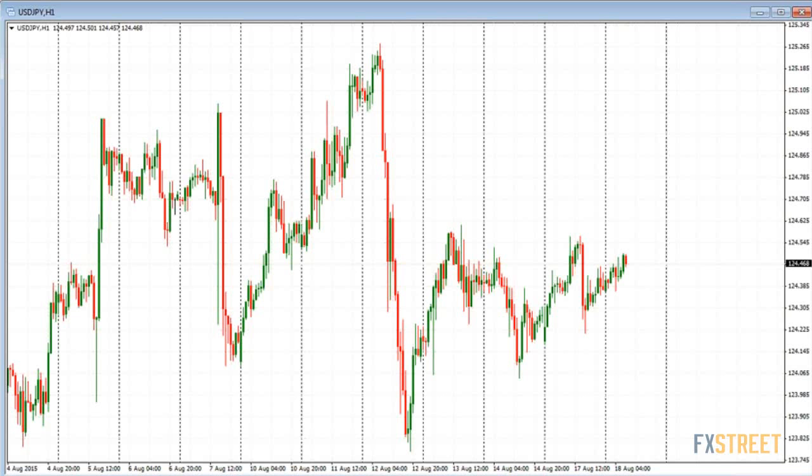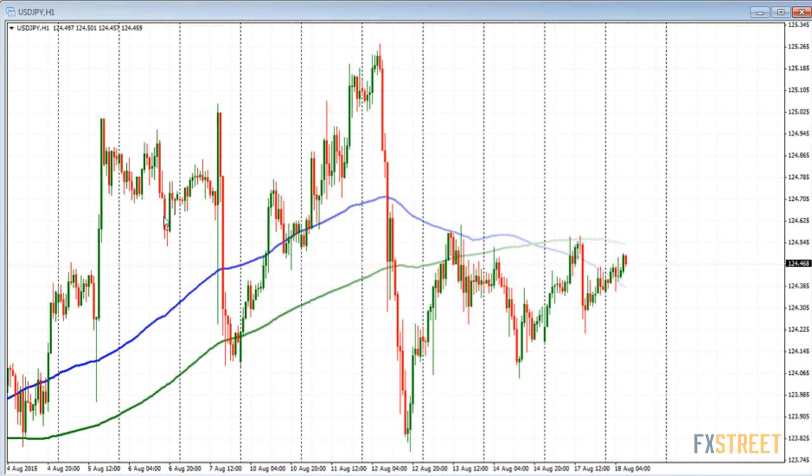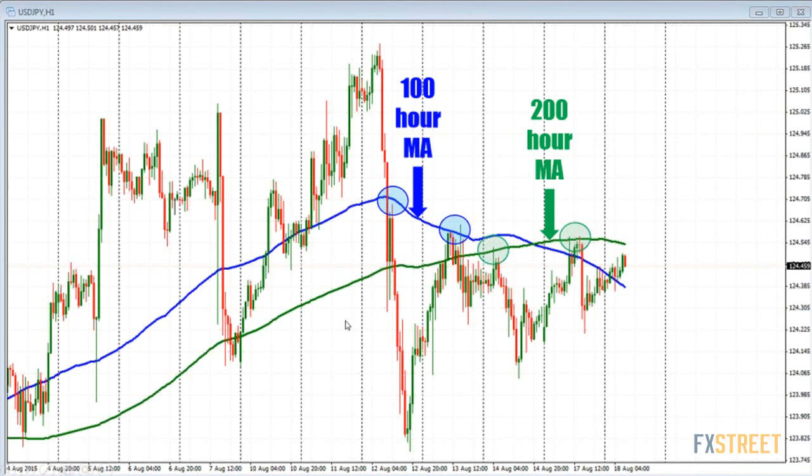Let's say you risk about 10 to 15 pips at times on the chart, and we as traders have to be able to accept that type of move. So the first thing I'm going to do in this chart is add some moving averages. I have the 100-hour moving average and the 200-hour moving average, and let's focus on what's happening in the near term. Why do I use 100 and 200?